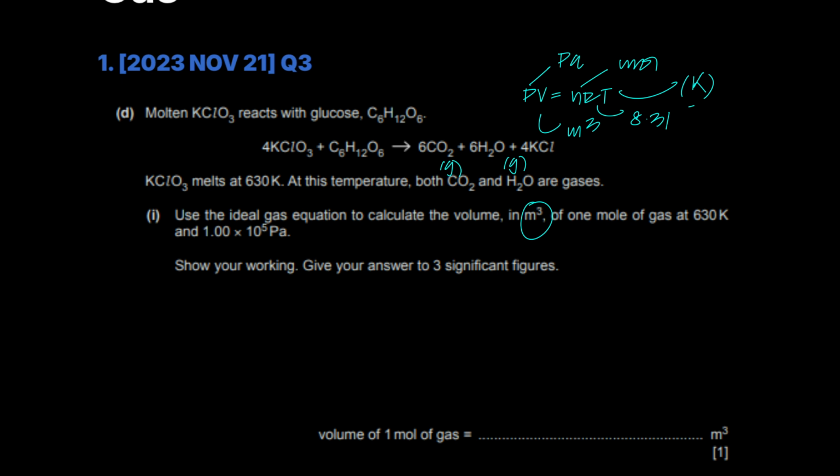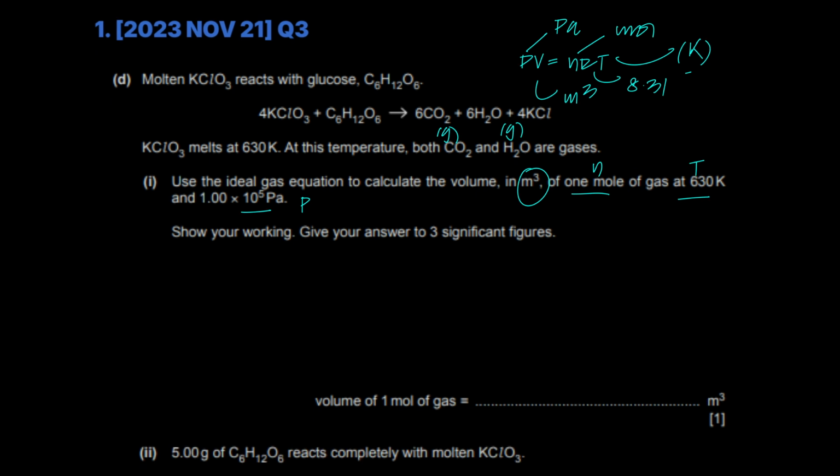So he's saying use the ideal gas equation to calculate the volume in meter cube for 1 mole of gas at, so he's given us the moles, n is given, at 630 Kelvin, he's given us the temperature and he's also given us the pressure. We just have to plug it into the equation and that's it. PV equals nRT. These questions are very basic, very easy, no rocket science whatsoever.